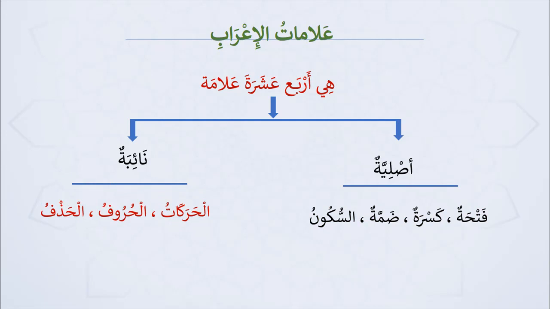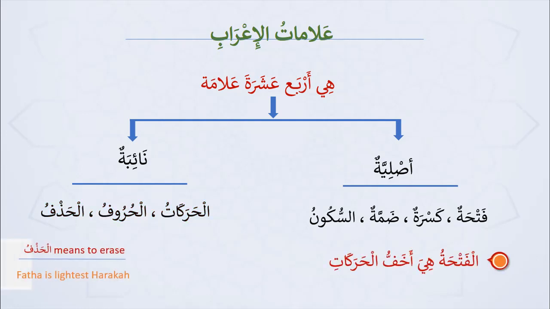Then they are 10. All these 10, they are grouped. They are either al-harakat, that is vowels, or al-huruf, letters, or al-hadf. Al-hadf means to erase or erasing. So it is good to know that al-fathatu hiya akhaffu al-harakat. The lightest of all the vowels is al-fatha. So don't forget that al-hadf means to erase, and the fatha is the lightest of all the haraka.